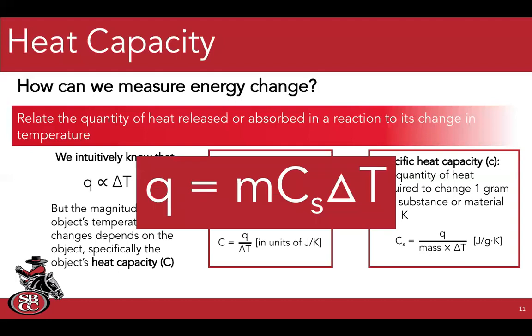And so recall that we can then calculate with this specific heat capacity the heat that's transferred by some material if we know the mass of that material and the change in temperature, which is either C or K, because it would be the same value.